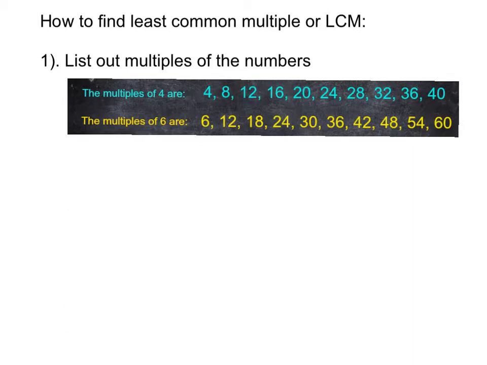And then we're going to list out the multiples of 6. It starts out as 6, and I add 6 and get 12, and then I add another 6 and get 18, and so on. And again, 60 is not the largest multiple of 6. We just end at a certain point.